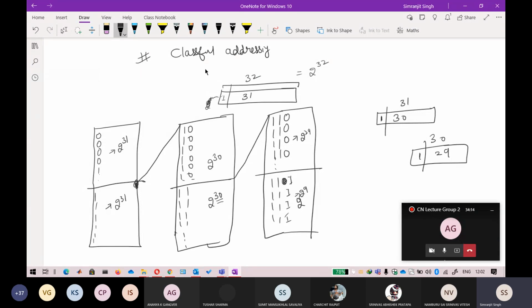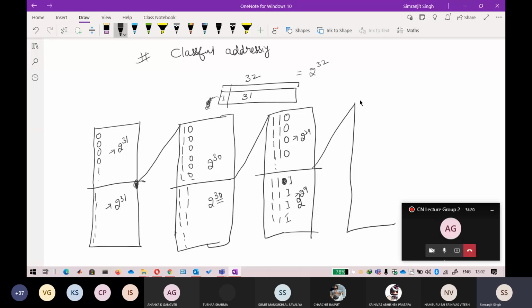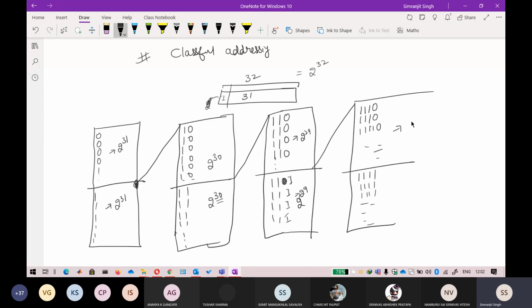So again, I divided it in a similar way to what I did here. I'll again take this one and divide it into two parts. Now what are the bits here? The bits here are 1 1 1 1 1 1. So again, I'm dividing it into two parts. So it will be 0 here and 1 1 1 here. Okay, so these four bits are fixed now, and again the size will be 2 raised to power 28 here and 2 raised to power 28 here.